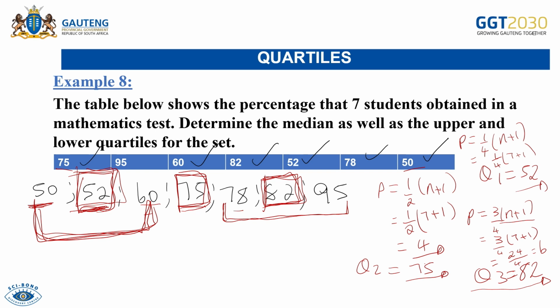Please do not make the mistake of finding the position and just leaving it there. After using this equation, you must know that you haven't gotten your lower quartile, your upper quartile, or your median. The only thing that you got was the position. Are we together, guys? After finding the position, you still need to go back to your data set and find your Q2, your Q1, and your Q3.